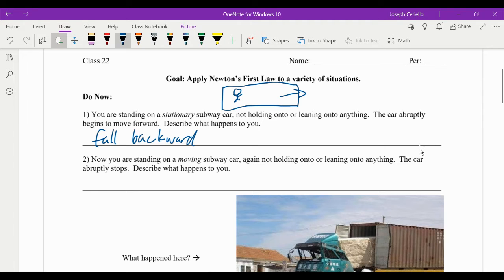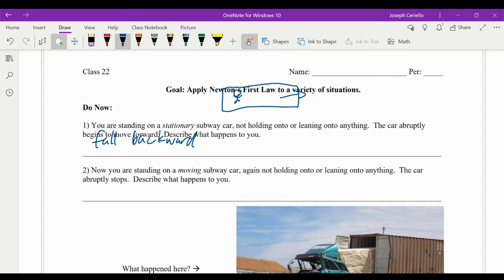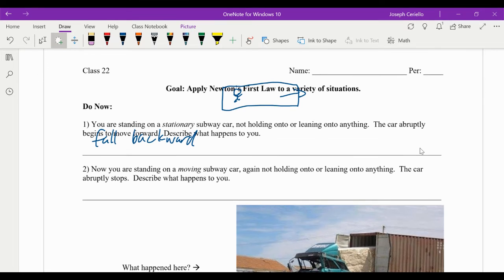All right. Same thing happens here. Let me just unclick that. I want to draw again. All right, so now we're back. Same thing happens if you are standing still on a moving subway car and not holding onto anything. The car abruptly stops. Describe what happens to you. This is like if you're in the car and someone slams on the brakes. You fall forward a little bit or move forward.